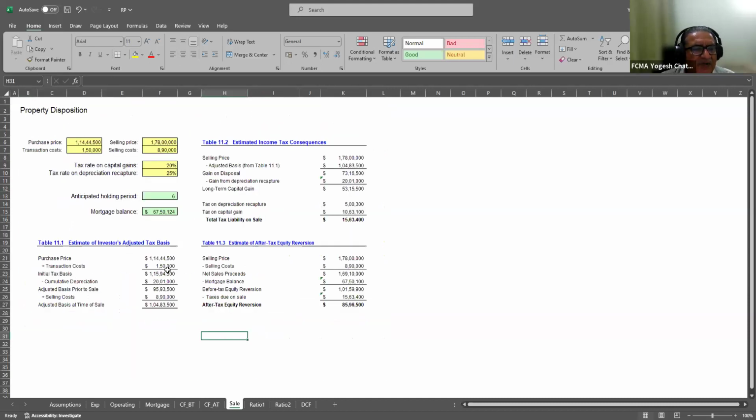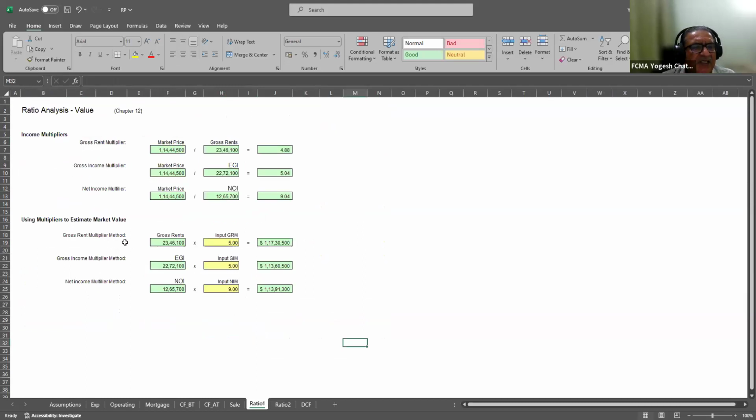Then a sale, actually, this is making use of the investor's estimate of adjusted tax basis. I mean, supposing I am selling this property, purchase price is this much, selling price is this much. So all this calculation is there.